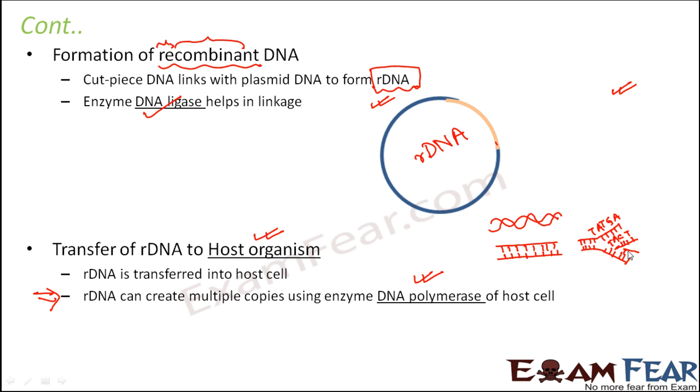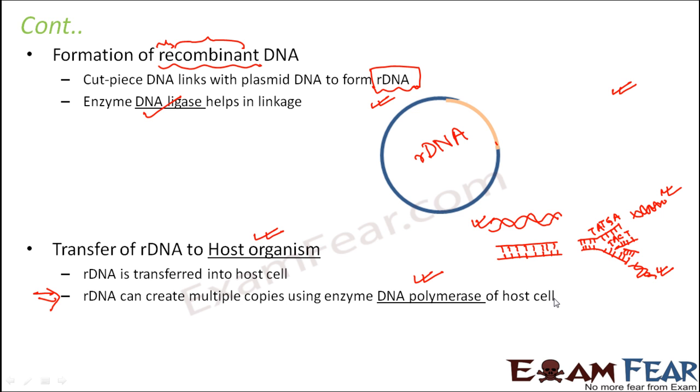Similarly, on this side also the new strand will get created, and that is how you will get one DNA here and you will get another DNA here. So what happened? You started with one DNA and you got two DNAs. So which enzyme helped here? DNA polymerase. So DNA polymerase is the enzyme which helps in creating multiple copies. So here also this recombinant DNA wants to create multiple copies, and it will create them with the help of DNA polymerase, which is present in the host cell.